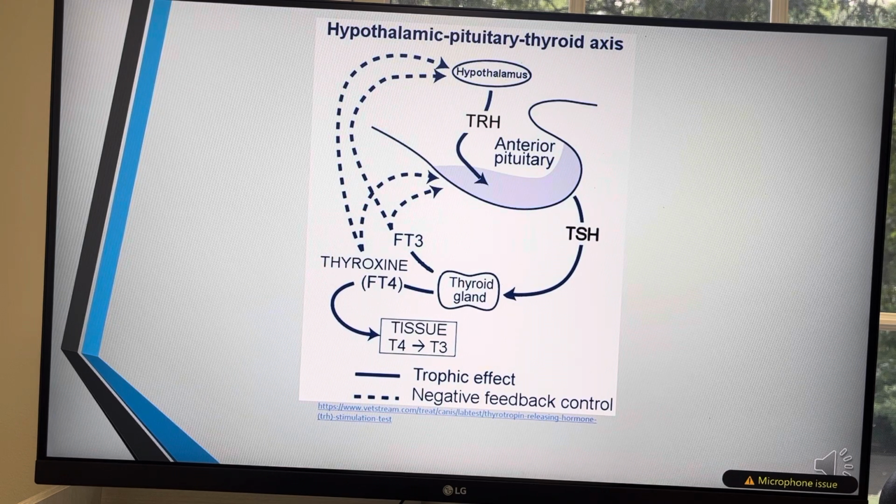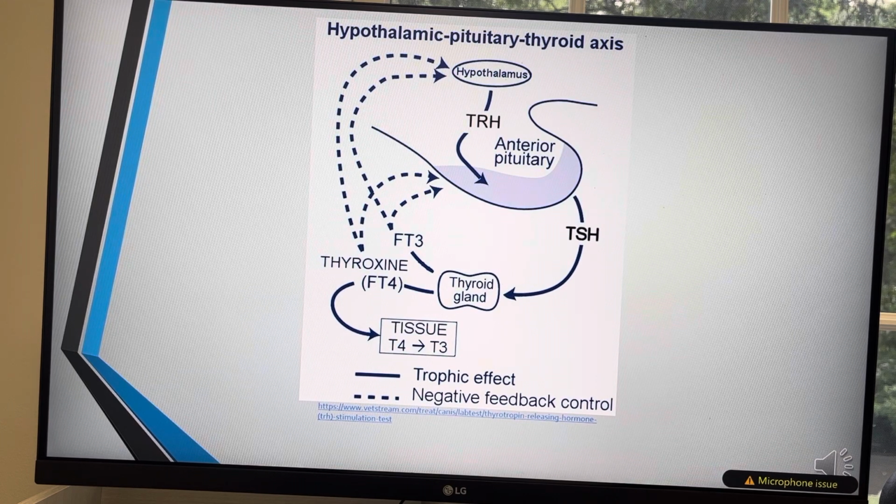TRH stimulates the anterior pituitary to release thyroid stimulating hormone, or TSH. TSH then stimulates the thyroid gland to produce thyroxine, which is T4, and triiodothyronine, which is T3. TSH is secreted throughout life, but it peaks during periods of rapid growth and in response to stress.